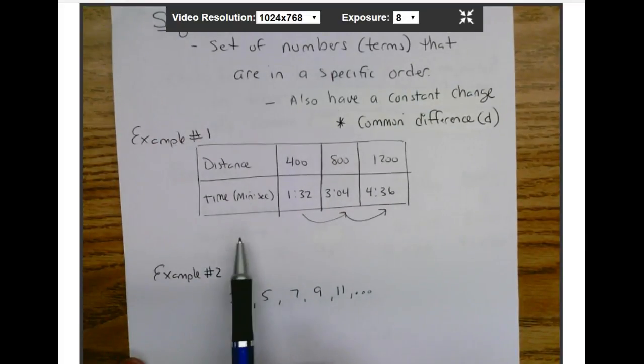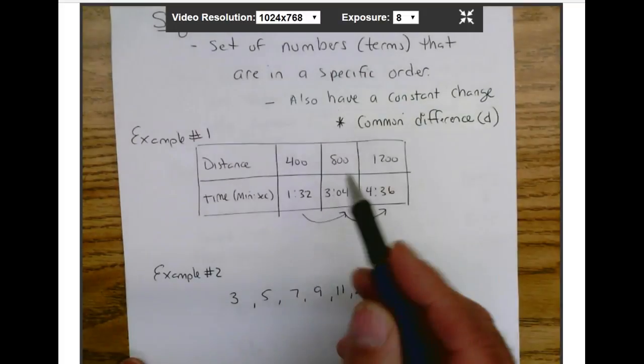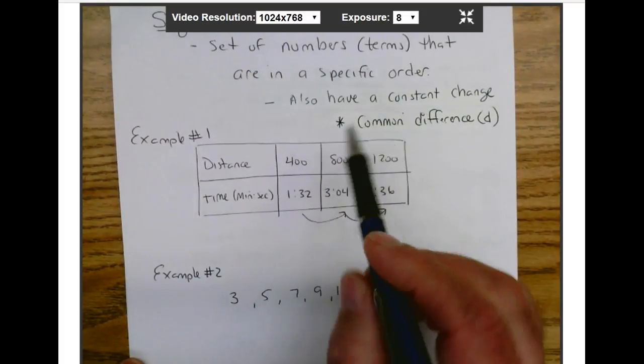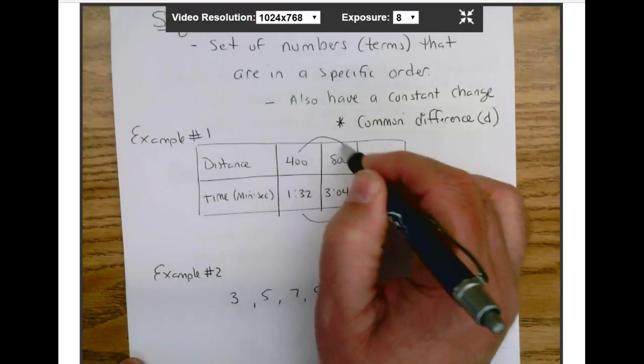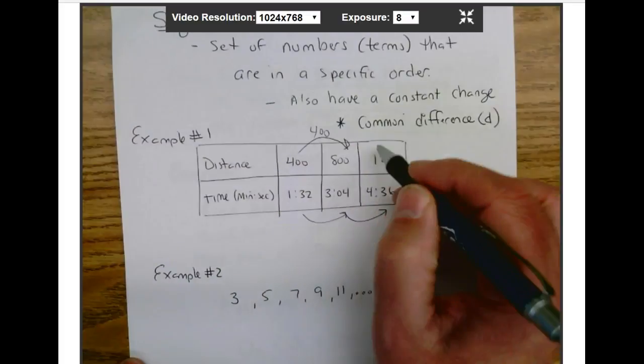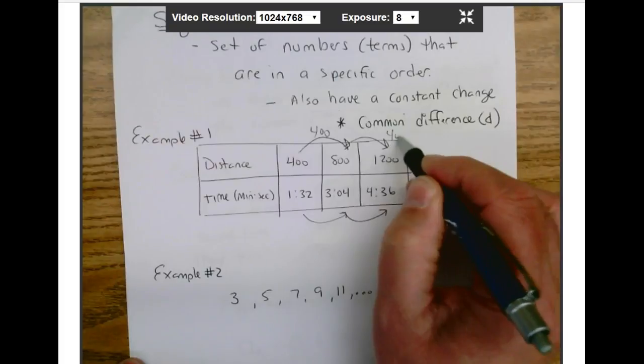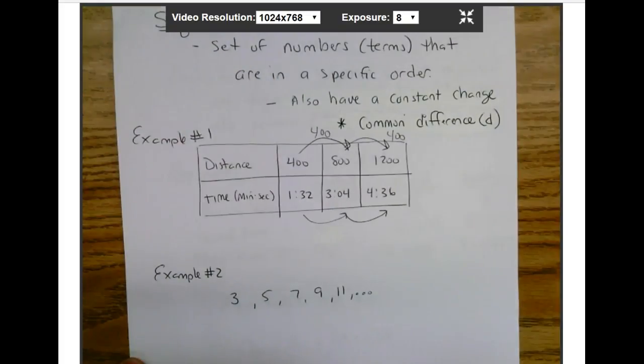And we can look at both sets of these numbers and see if they're a sequence. So we can look at 400 to 800 to 1200 and see how they change. So 400 to 800, that's 400. And 800 to 1200, that's another 400. So we could call this a sequence.